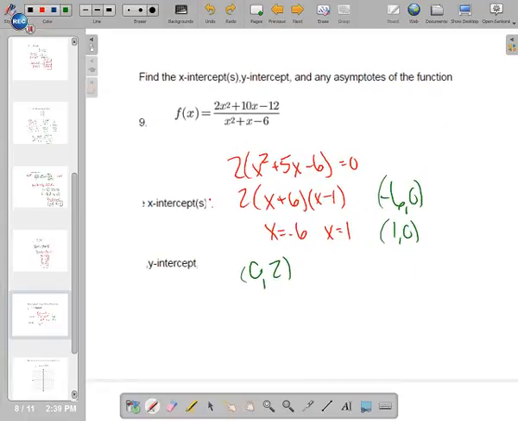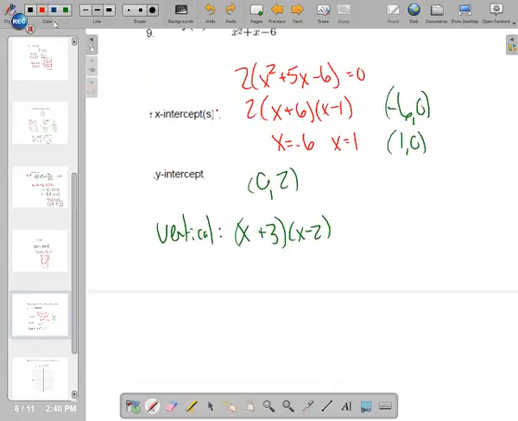So vertical asymptotes are when the denominator is 0. So to find the vertical asymptotes, I set x squared plus x minus 6, which when you factor, there are going to be vertical asymptotes at x equals negative 3 and x equals positive 2.